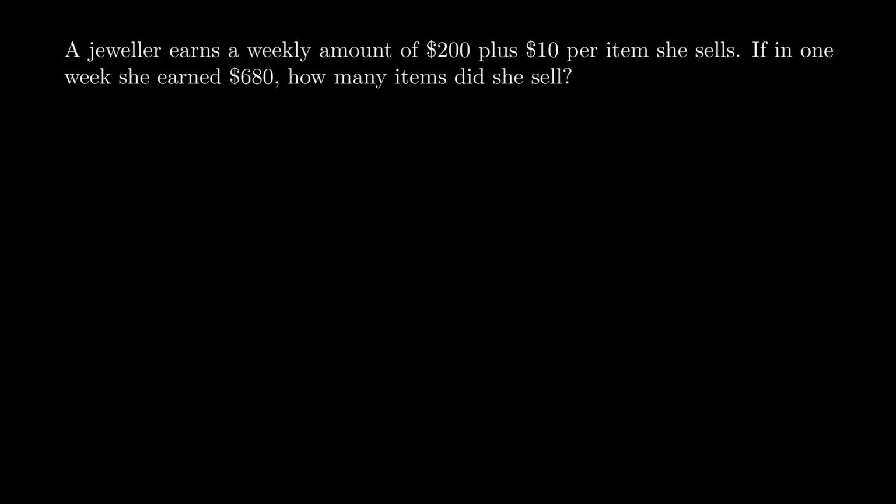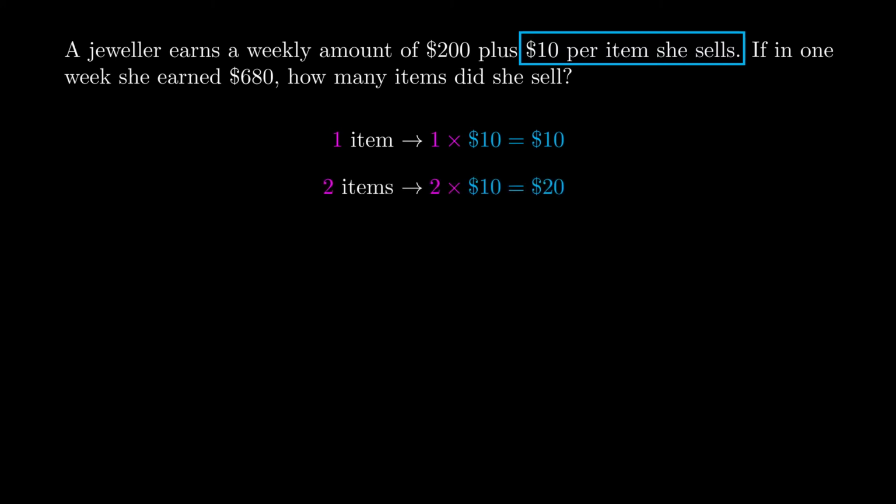So the hardest part to deal with here is the $10 per item she sells. That means if she sells one item, it's $10. If she sells 2 items, each of them gets her $10, and so it's 20 in total. That's 2 times 10. 3 items would be 30, and so on. 7 items would be 70.